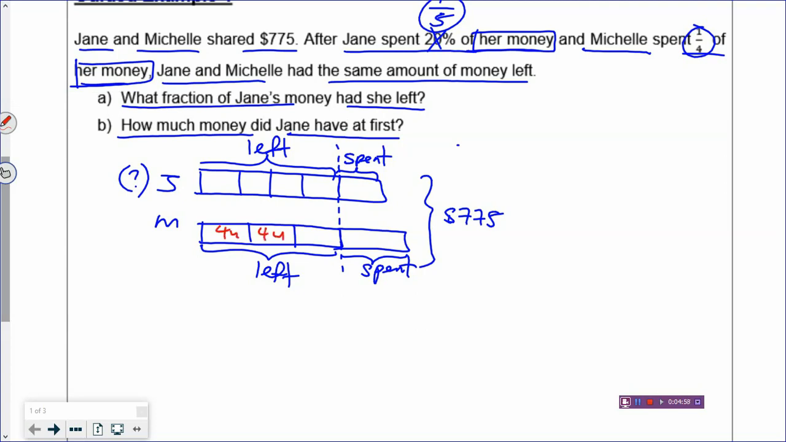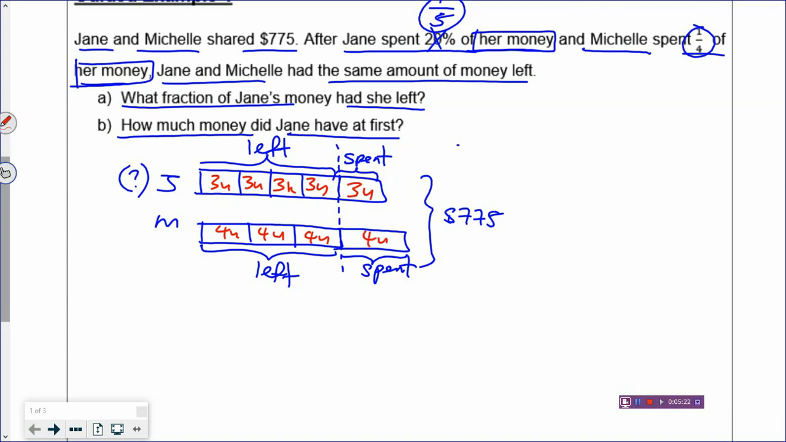So I put 4 units, and then on top 3, 3, 3, and 3. Why? Because Michelle has 3 boxes, so you put 3, 3, 3, 3. And Jane has 4 boxes, so 4, 4, 4. And you can see that they have 12 units left. Each of them has 12 units left. And do the same for the rest of the model.